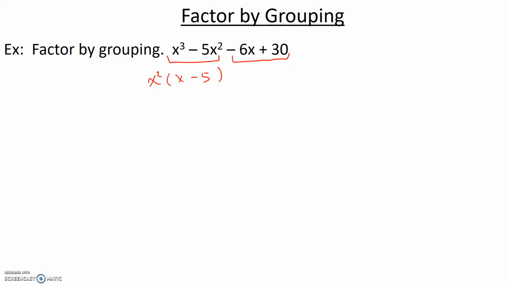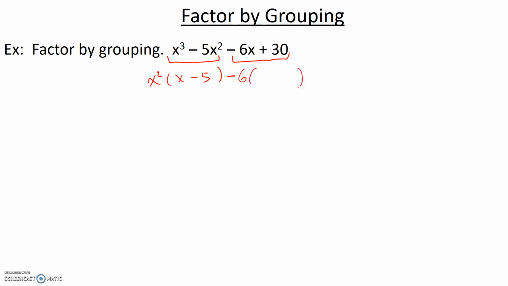With the second group, notice that the first term is negative. We always want the first term of any group to be positive. Okay, let me repeat that. We want the first term of any group to be positive. So when the first term is negative, then we will also factor out a negative and 6, because the greatest common factor between 6 and 30 is 6, but because we want the first term to be positive, I also factor out the negative. So in the second group, when the first term is negative, also factor out the negative.